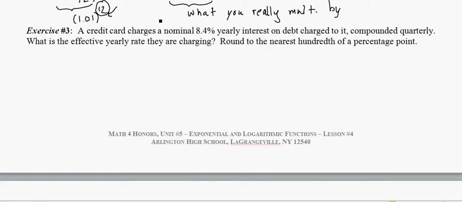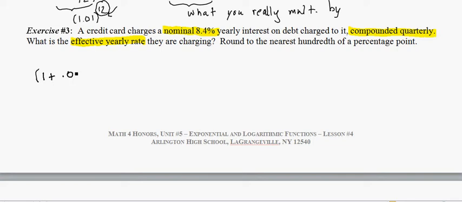All right, so let's get back into it again. I want to highlight some terms here. It's really, really important. Nominal, in name only. How often are they compounding it? They're compounding it quarterly, 4 times a year, and I'm looking for the effective yearly rate. So let's think about this. What's actually going on? We want to really just think about that multiplier.